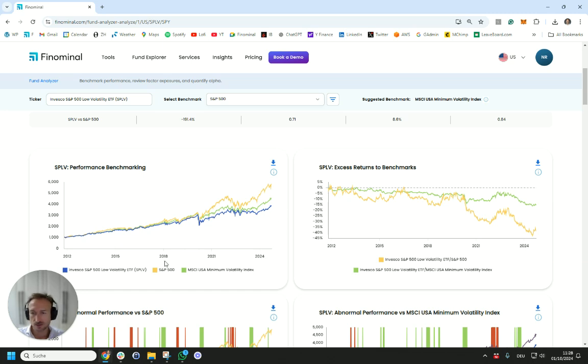We do see effectively that SPLV has underperformed since 2012. We can also see that a little bit more clearly in this excess return chart, where you can see the cumulative excess return is negative versus the S&P 500 or even versus the US Min-Vol index.